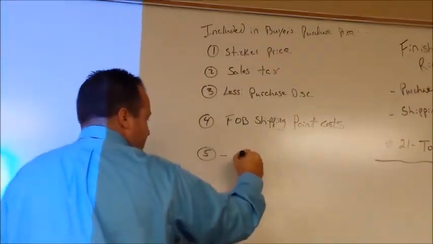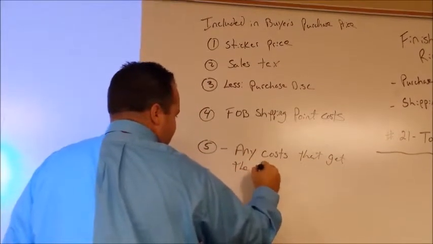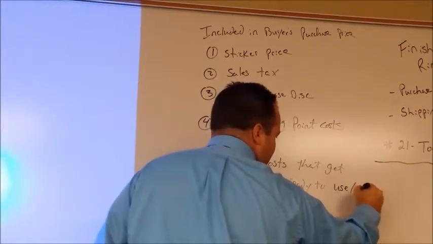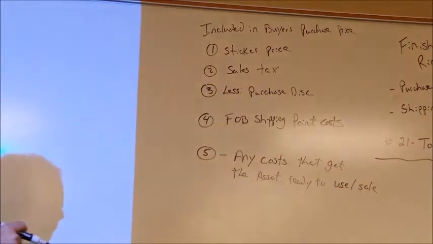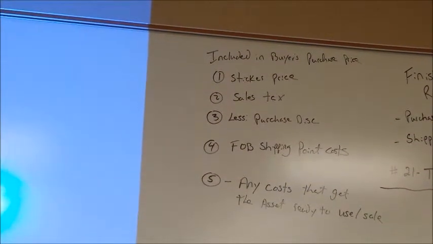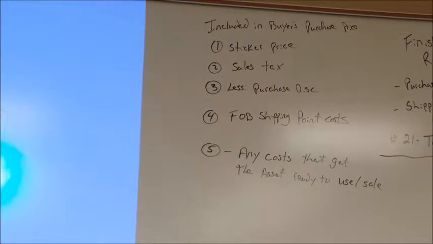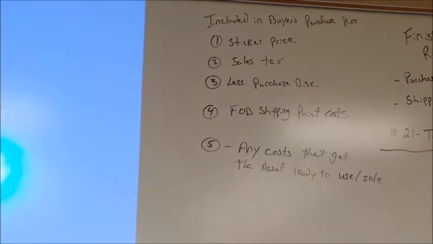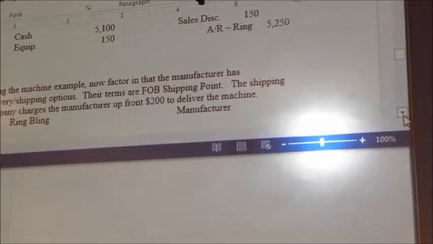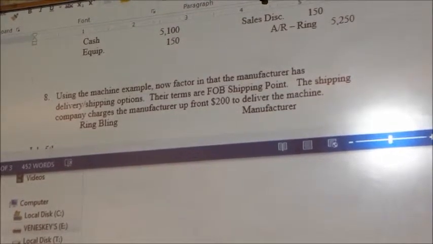Remember the general rule then. Any costs that get the item or the asset ready to use or sell, depending on your purpose, are included in the buyer's purchase price. Any costs that get the item ready to use or sell. So that even includes things that I don't have listed up there. Maybe there's installation fees. Same example as we just did. Everything's the same except we have one new item we have to add in here. There's delivery terms.